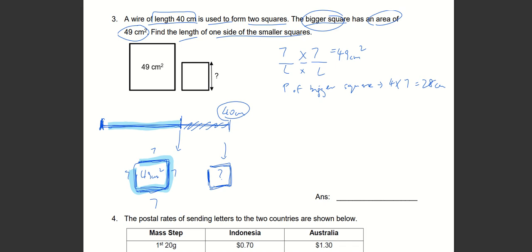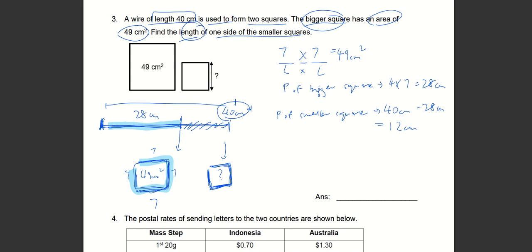Now, up to this point, this whole thing is 28 centimeter, meaning the perimeter of the smaller square, or the shorter part of the wire, will be 40 centimeter. 40 centimeter is the whole. 40 centimeter minus 28 centimeter, which will give 12 centimeter.